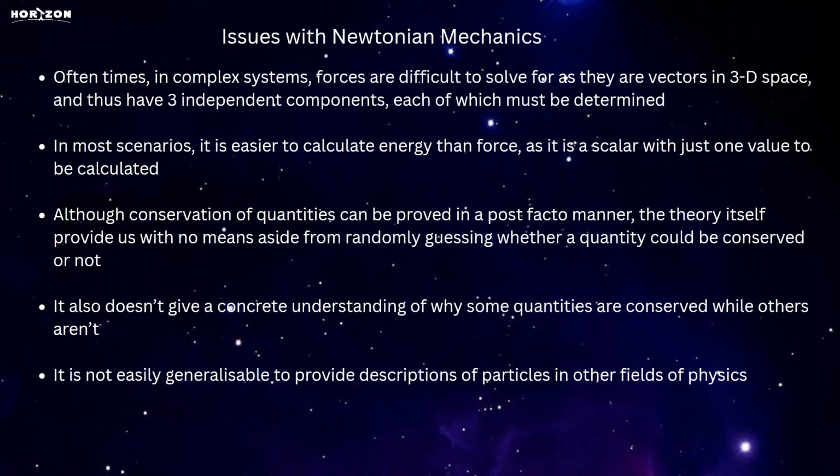It also does not give a complete understanding of why some quantities are conserved while others aren't. And most importantly, it is not generalizable to provide descriptions of particles in other fields of physics. So Newtonian mechanics fails in other fields of physics. It is not generalizable, which is a very bad thing for any mechanics formulation.